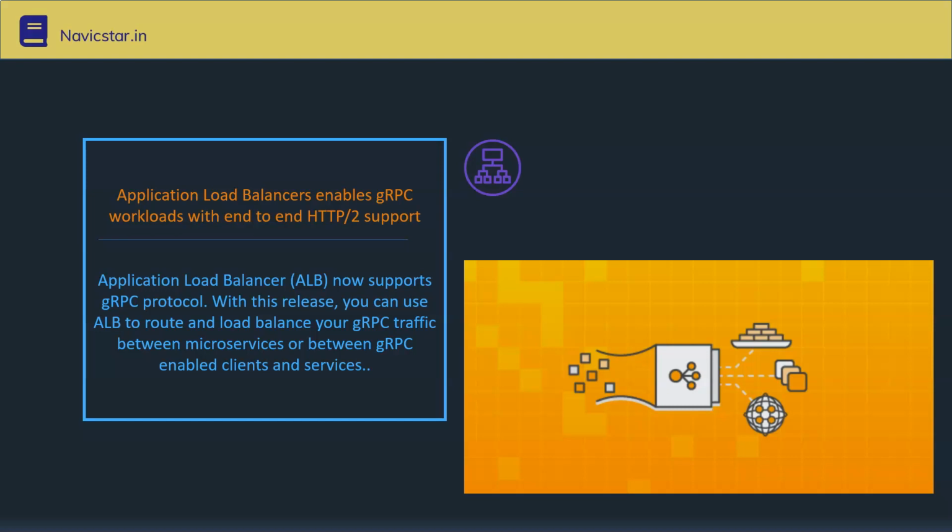Your microservices, which run over containers, are already using the gRPC protocol, and the communication between the microservices, as well as between your client and services, uses gRPC. But what is new in this release is that Application Load Balancer now also supports the gRPC protocol.